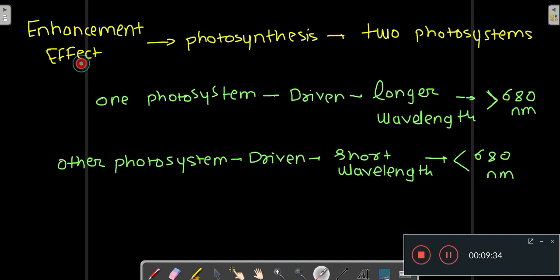Now, this enhancement effect that we just saw implies that photosynthesis involves two photosystems. One photosystem is driven by a longer wavelength, that is greater than 680 nanometers, and the other photosystem is driven by a shorter wavelength, that is less than 680 nanometers. Okay, there are two photosystems. One is driven by a longer wavelength and the other by a shorter wavelength.